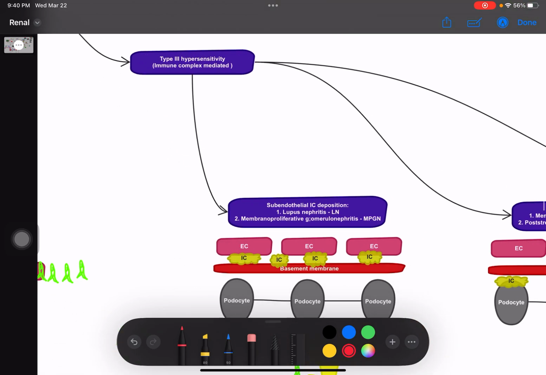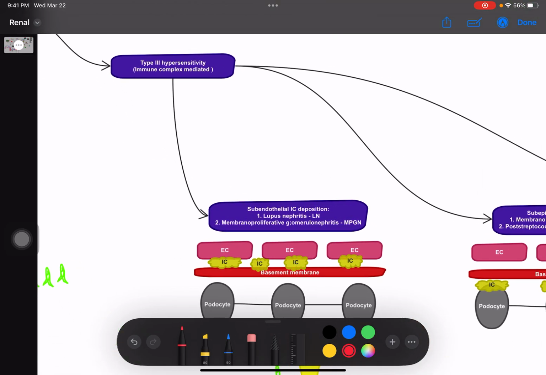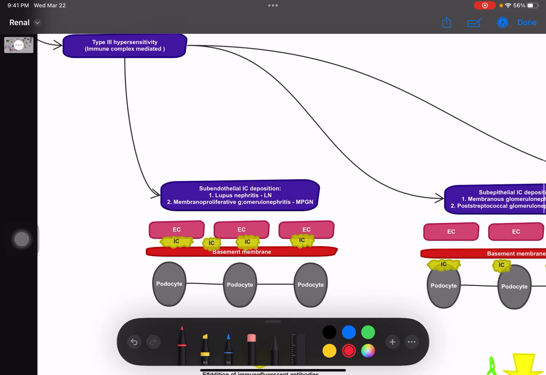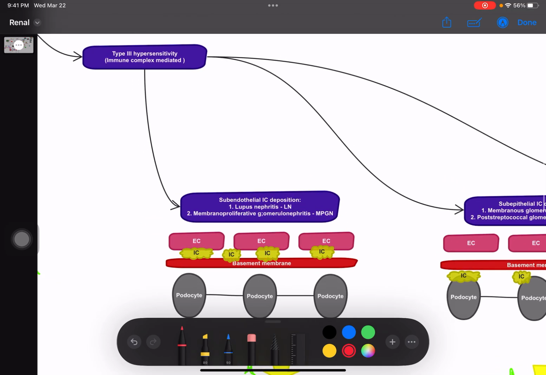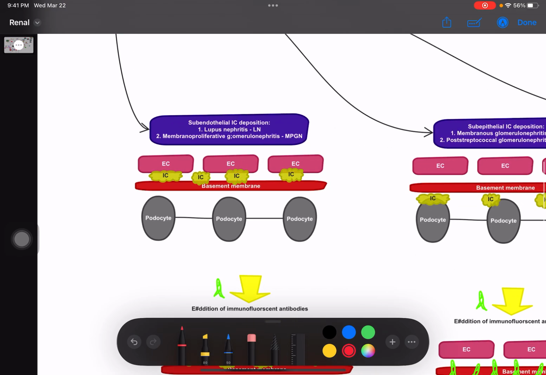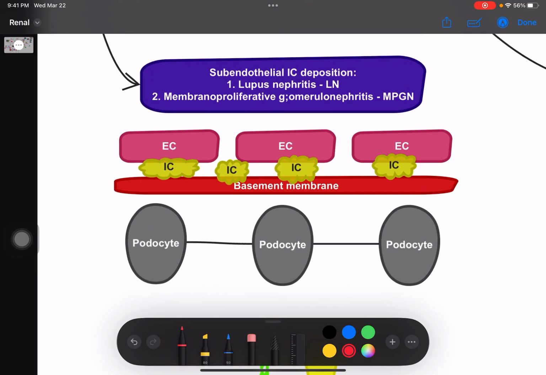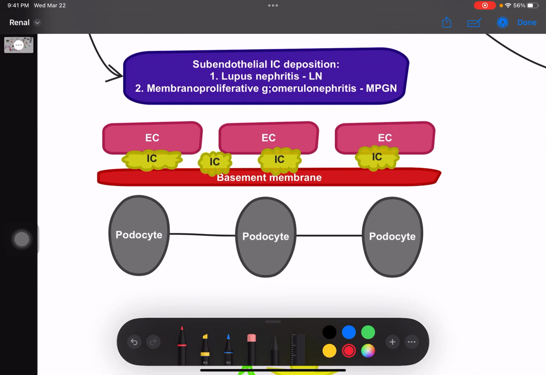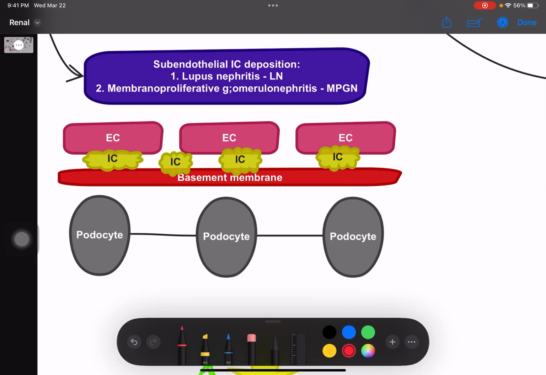Okay, now the second type of hypersensitivity, which includes 5 disorders of kidney, is immune complex mediated, as it's type 3 hypersensitivity. So according to the immune complex deposition, we have 3 types of diseases, characterized with the subendothelial IC deposition. Subendothelial means that immune complexes are deposited below the endothelium of the blood vessel.